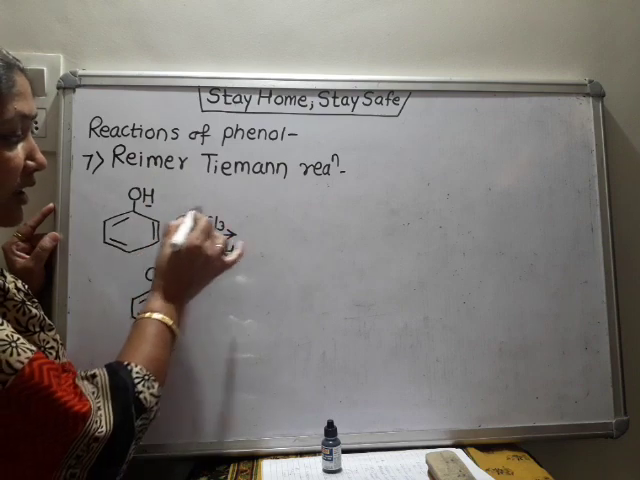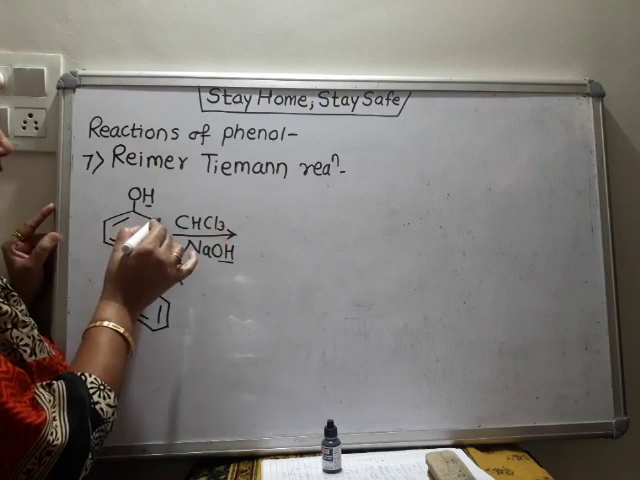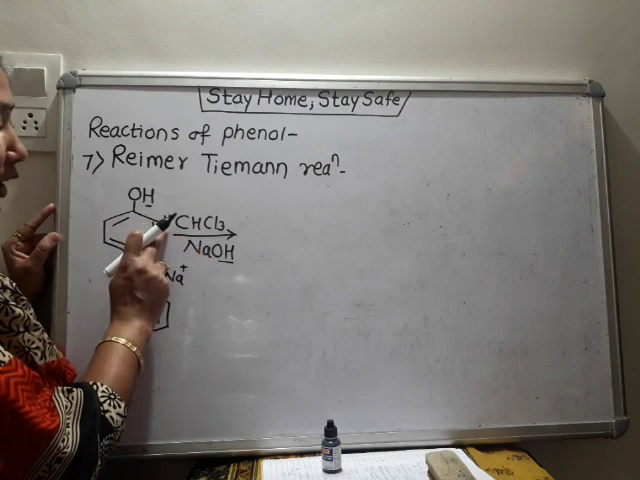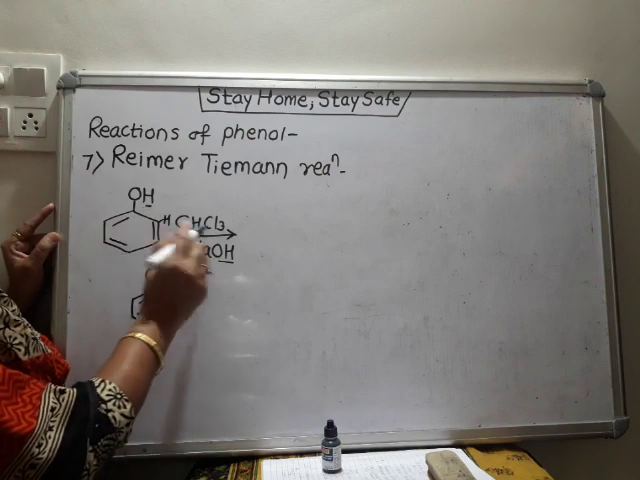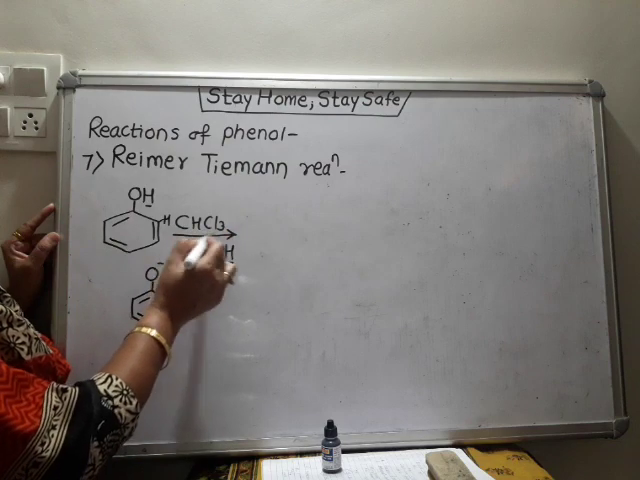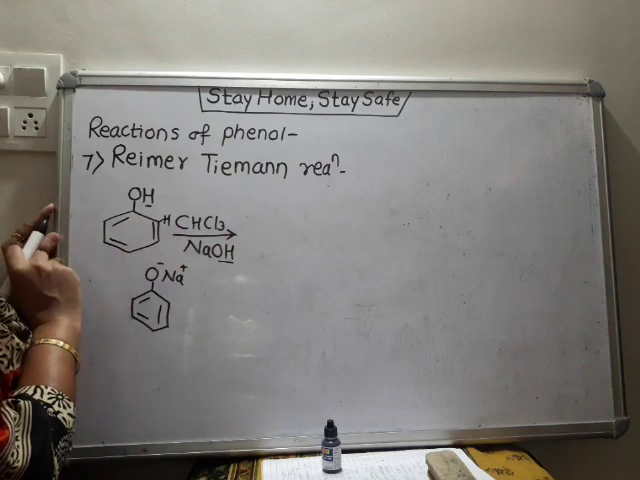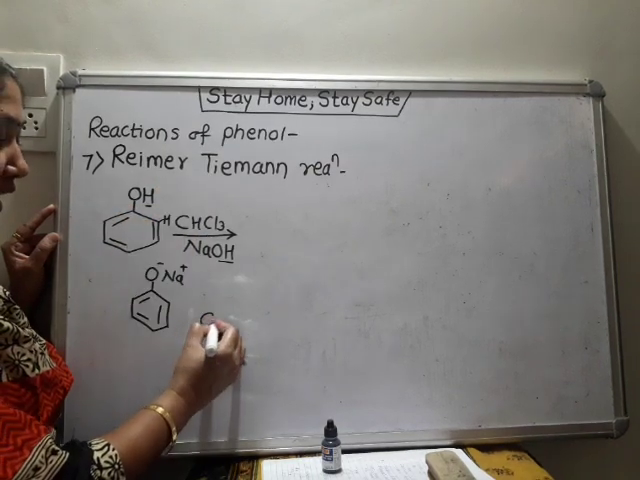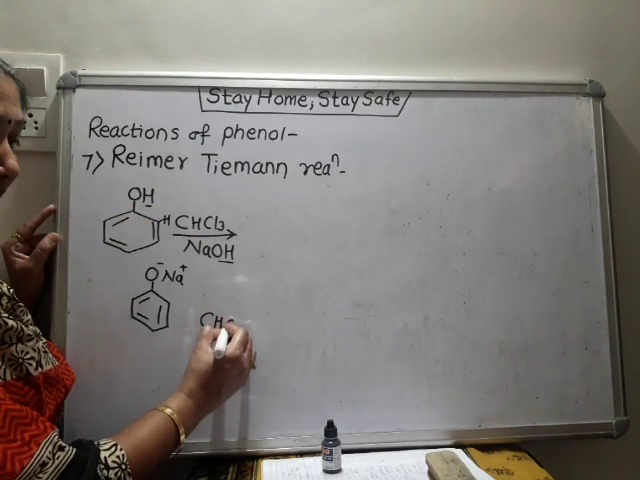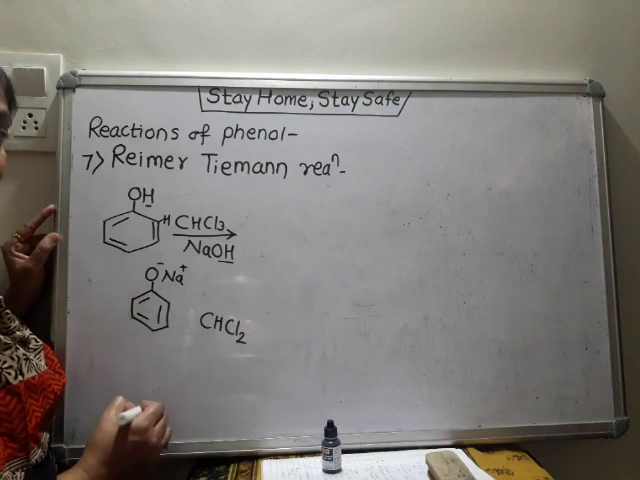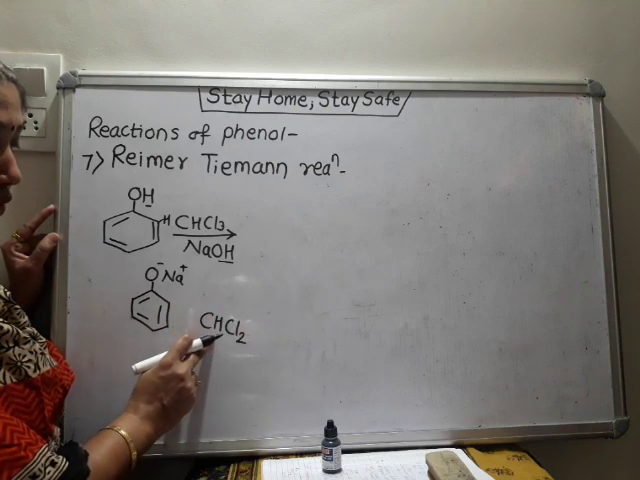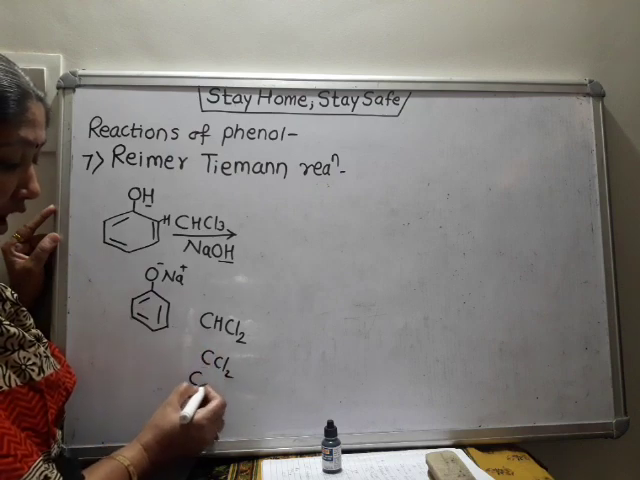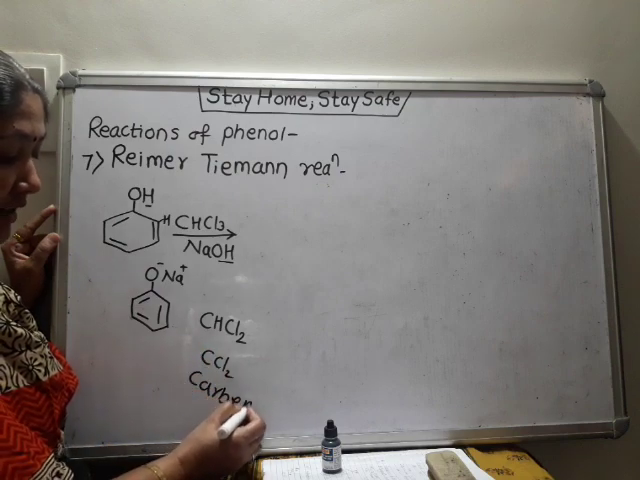Now this CHCl3 group is there. At the ortho position there is one hydrogen, and there is one chlorine in chloroform. They combine to form HCl. So HCl is eliminated. What is the group left behind? It is CHCl2, or CCl2, which is also known as carbene. It is called carbene.